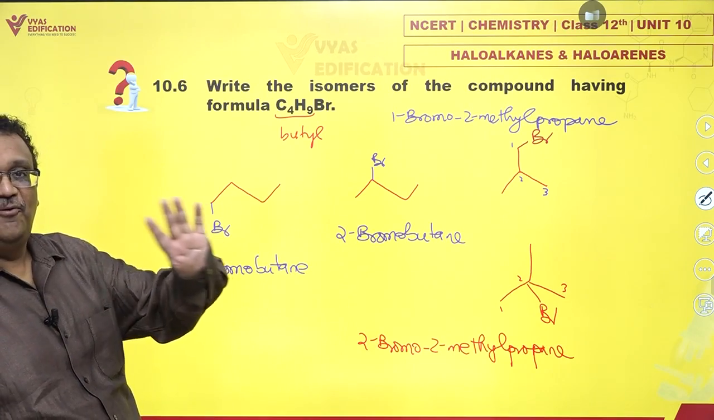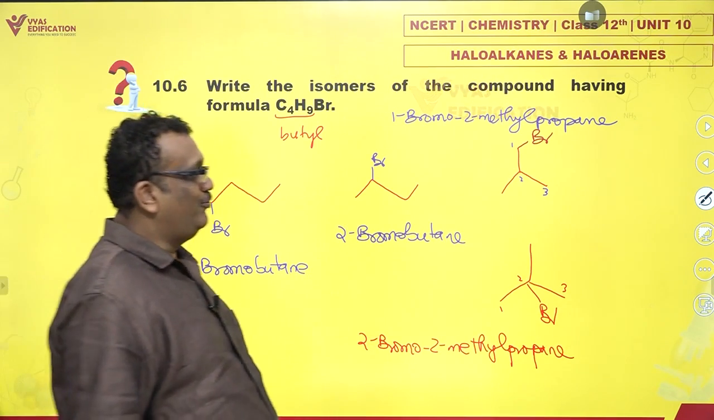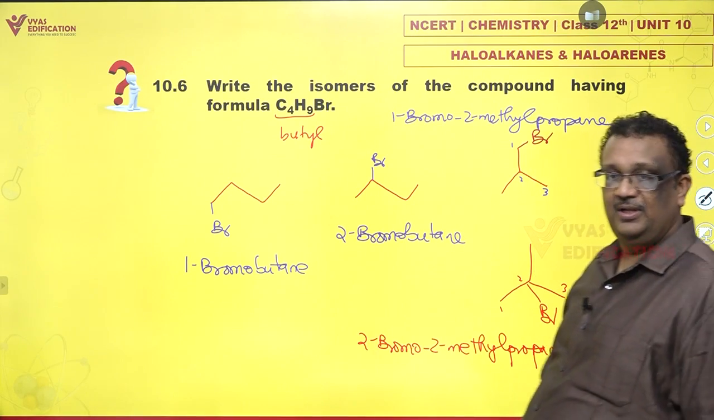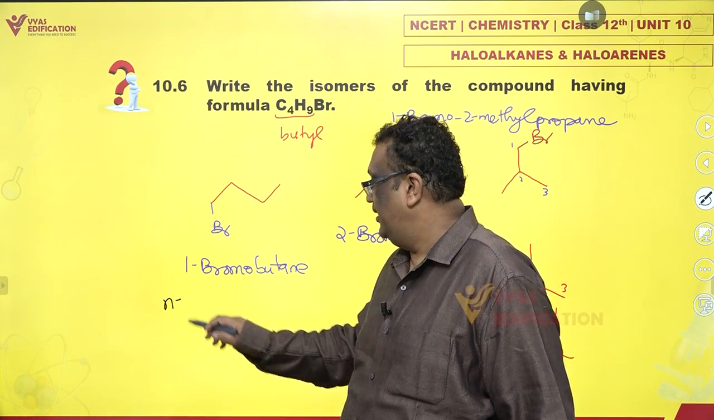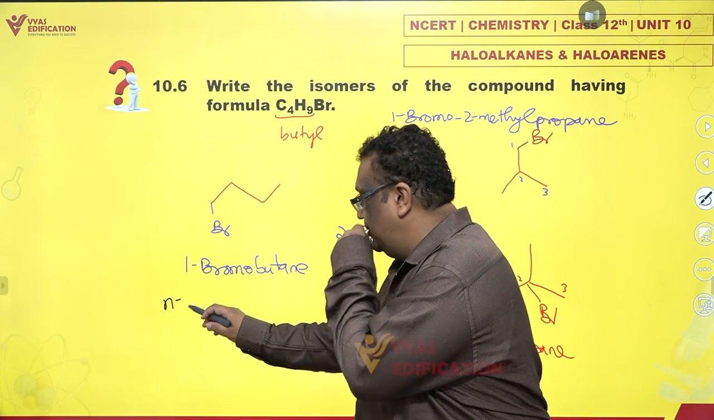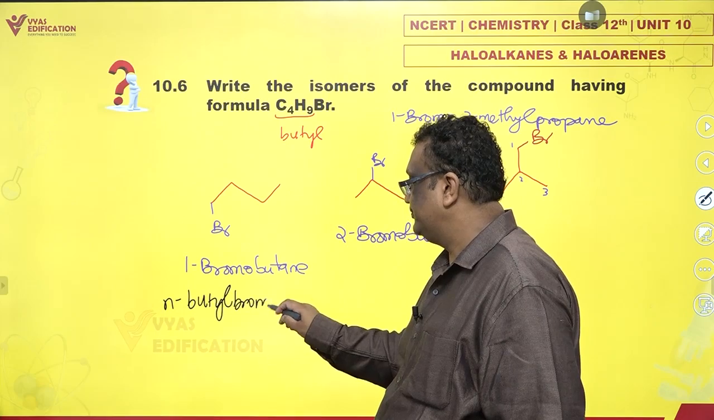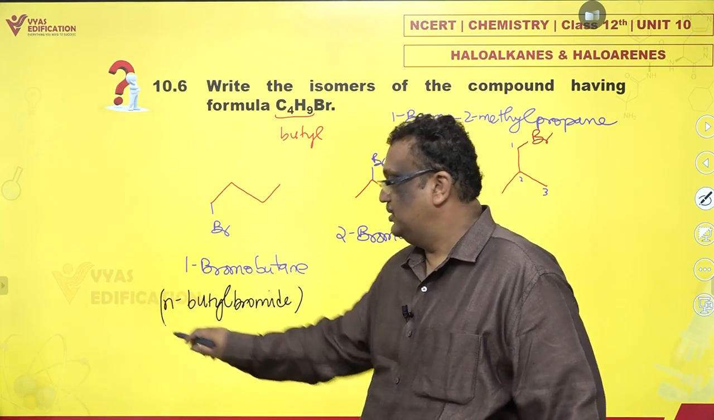Right? So there are 4 isomers like this. And if you want, I could write their common names also. Very popular and very useful. This is N-butyl bromide. They are common names nonetheless.